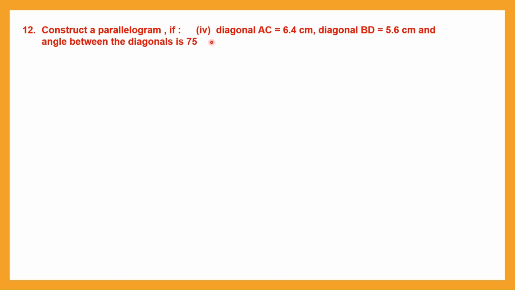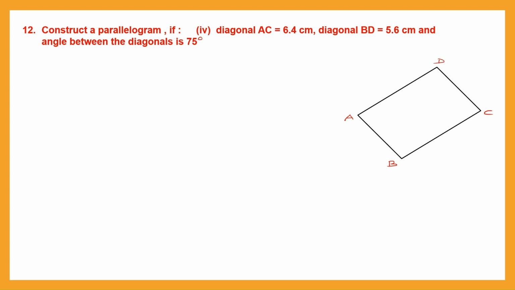The fourth question here is that the diagonal AC is given to us, diagonal BD is also given to us, and the angle between the diagonals is also given to us, and that is 75 degrees. So let's construct a rough parallelogram here. So we have a rough figure here. We have a parallelogram. Let's name it A, B, C, and D.